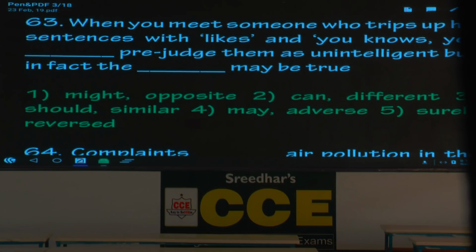You come across a person in the conversation, he uses a lot of these expressions. Then what do you think? You might prejudge them. You might prejudge them as what? Unintelligent. Obviously, if he is intelligent, why will he use those expressions so many times? But in fact, the opposite may be true. This goes with language, not with intelligence. Do you understand what I say? When someone uses you know many a time, it doesn't mean that they are not intelligent. It means what? They are not good at English.